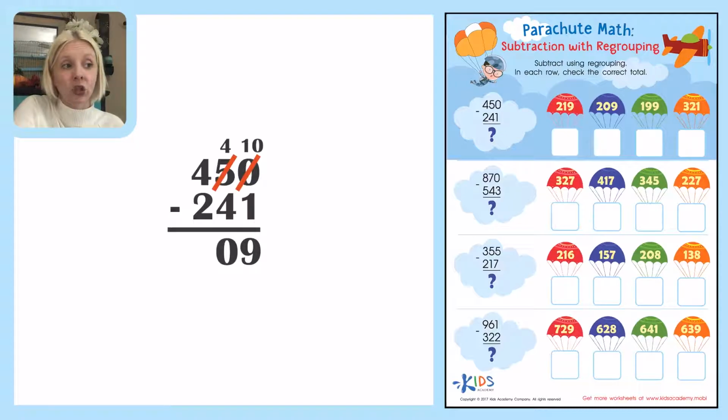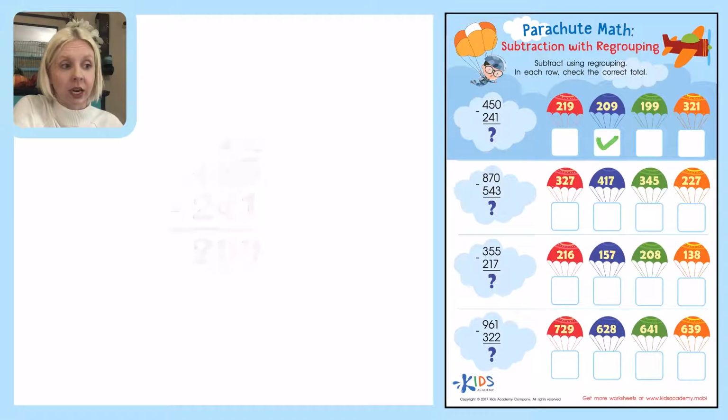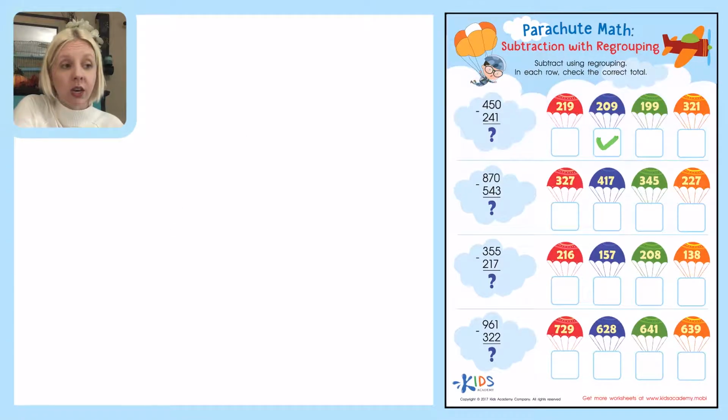and 4 minus 2 is 2. So my answer is 209. So I'm going to come over here and find that answer, and I'm going to put a check next to 209 since that's my correct answer. Okay, now I'm going to go to the next one.